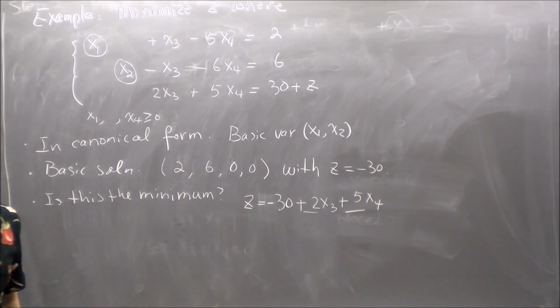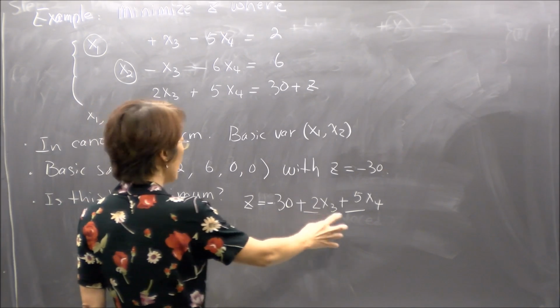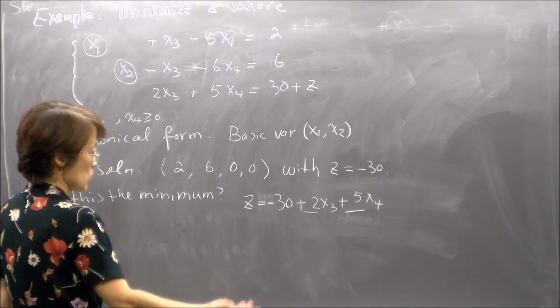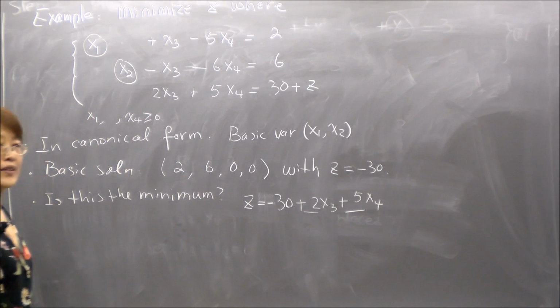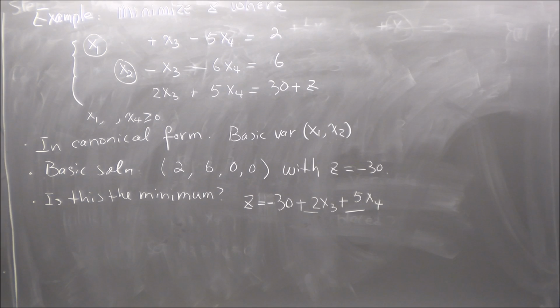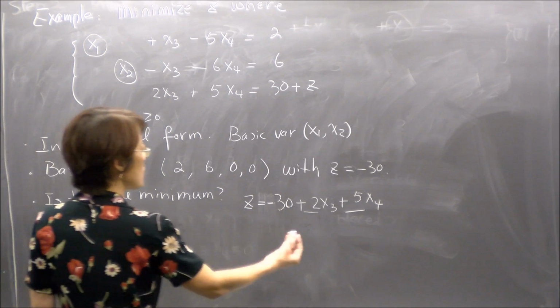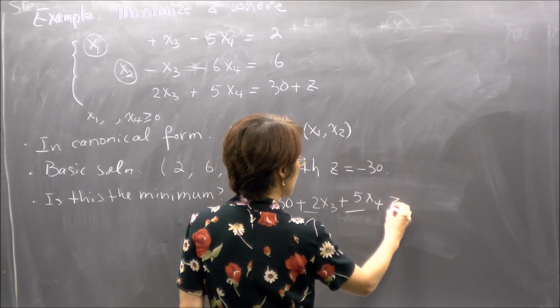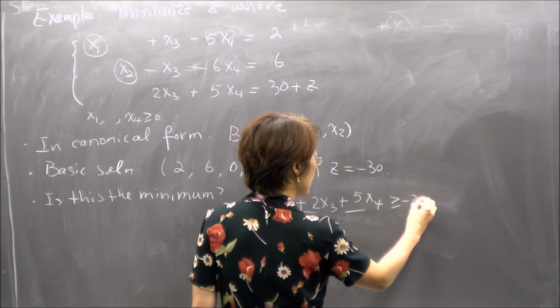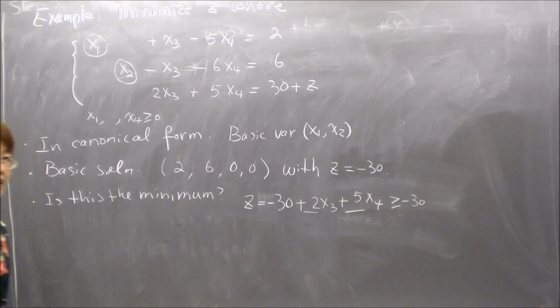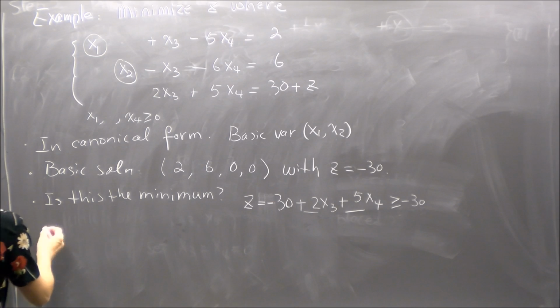Okay, looks nicer. So if I make x3 or x4, any one of them strictly positive, z will get bigger, and that's not what I wanted. Is that right? So from there, you see that z is bigger than or equal to negative 30, and negative 30 is the minimum. Okay, so let me write down.